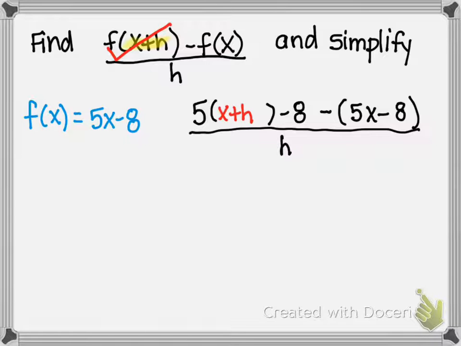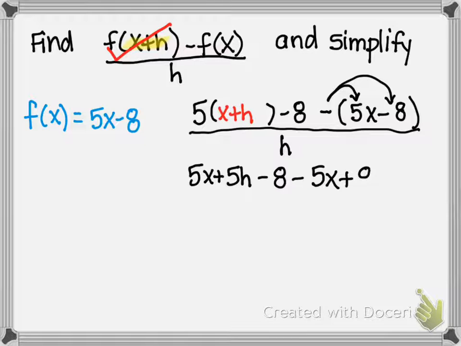So now it just really comes to simplifying. So we have 5x plus 5h minus 8. And if we distribute the negative, we have to make sure we distribute both pieces. So we have negative 5x plus 8. And we're going to divide that by h.